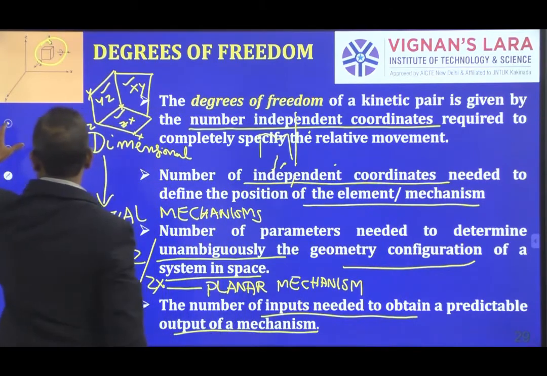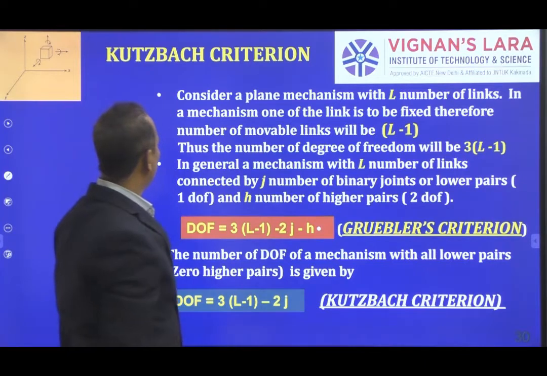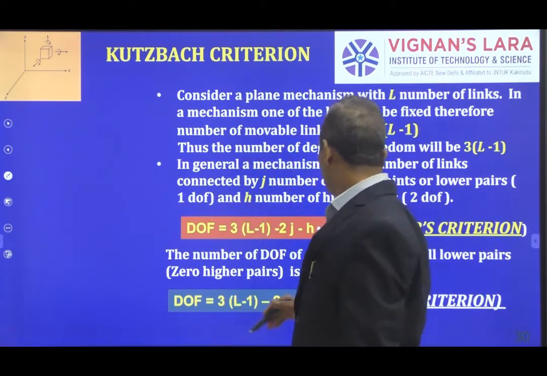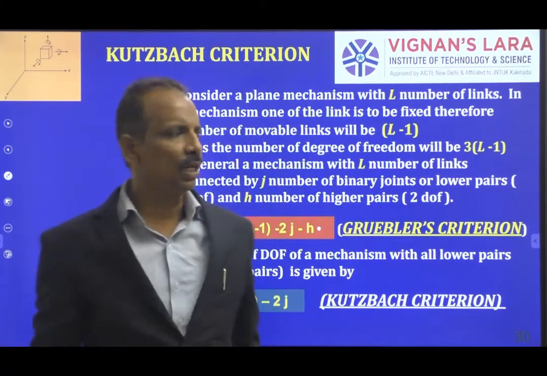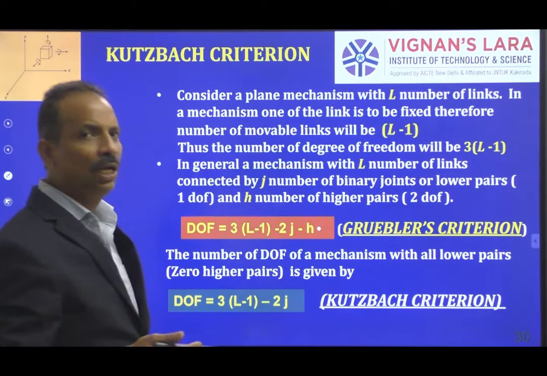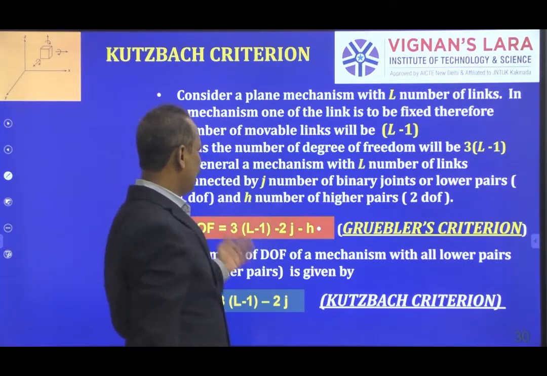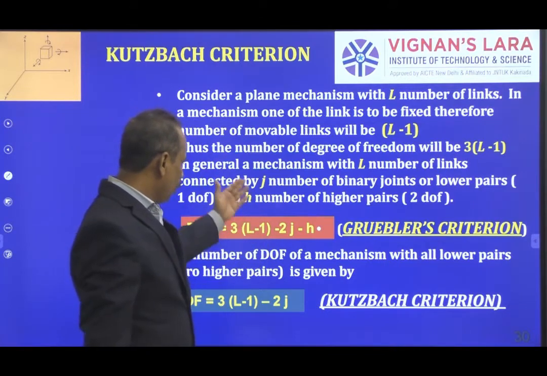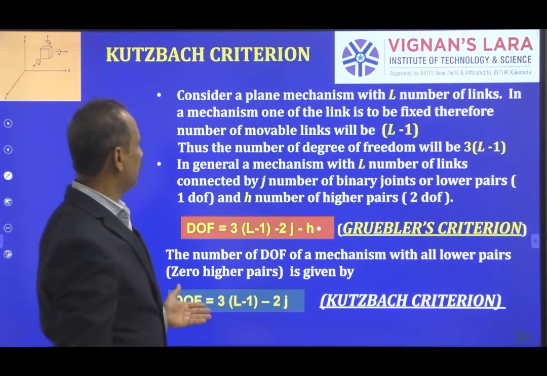Now let us see what is Kutzbach's criteria or Grubler's criteria. Actually both are the same. It is funny, some call it Kutzbach's criteria, some call it Grubler's criteria, by just making some simple statement difference and arriving at two different names. So more or less this is the same, either Grubler's criteria or Kutzbach's criteria.